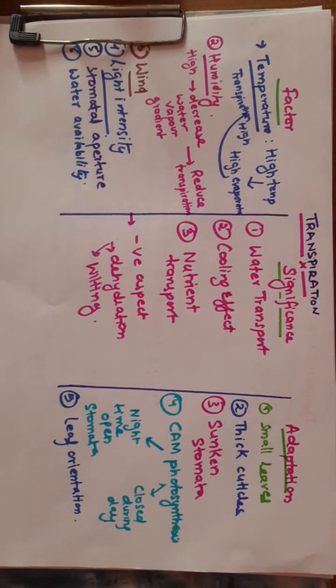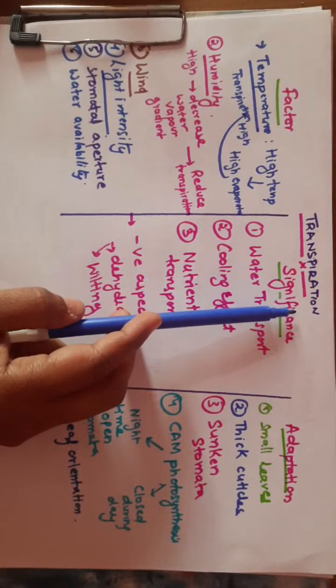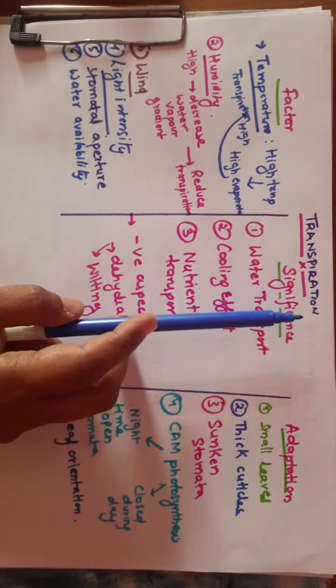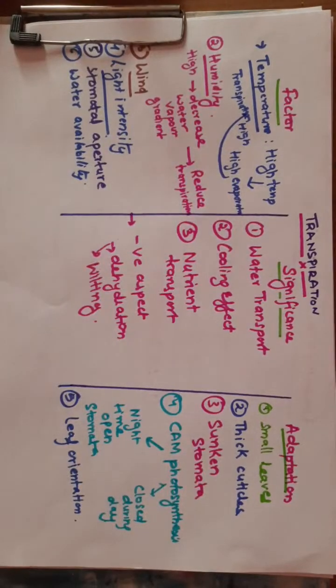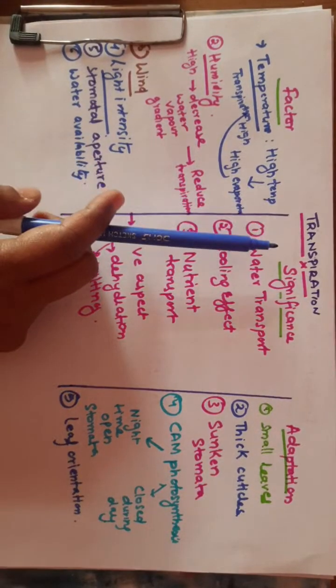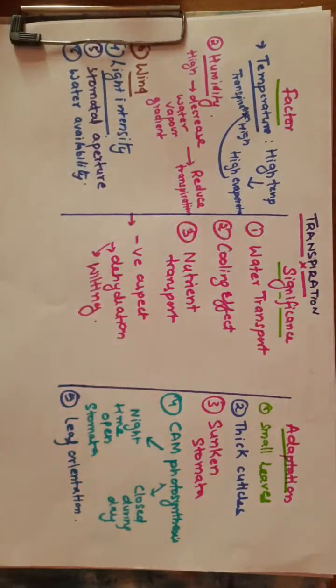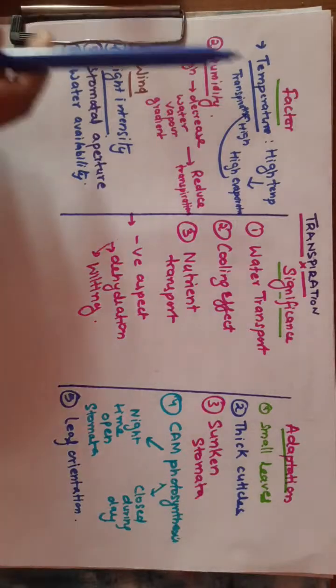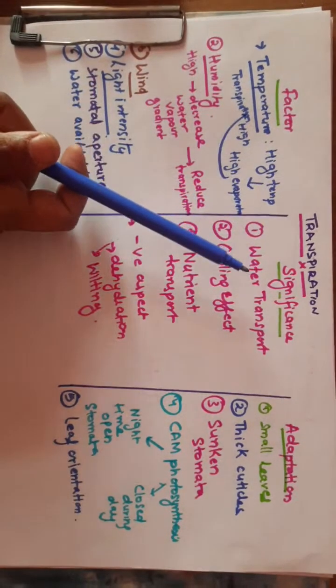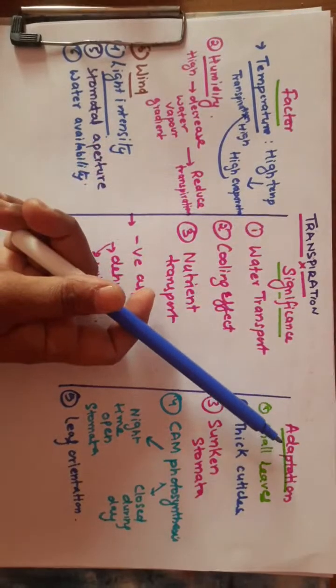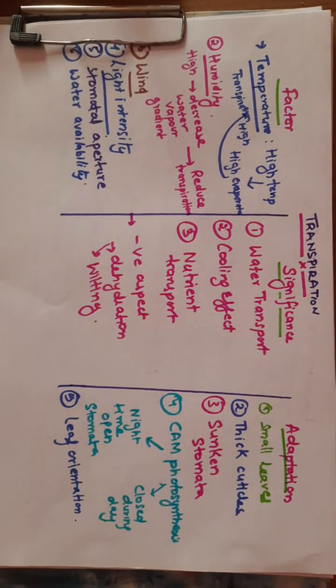Okay, students. Today we are going to talk about the topic of transpiration. First of all, we have to understand what transpiration is, and where it occurs. What is the site for transpiration in plants? What is the mechanism? What are the factors affecting transpiration? And what is the significance of transpiration? And what are the adaptations adopted by the plant to survive in dry conditions and high transpiration? So let's start.